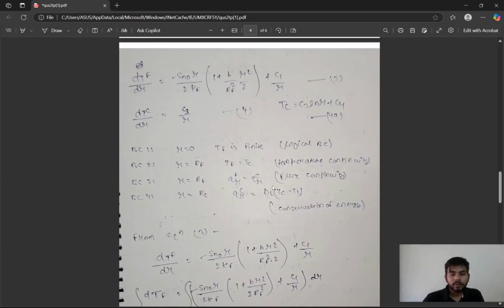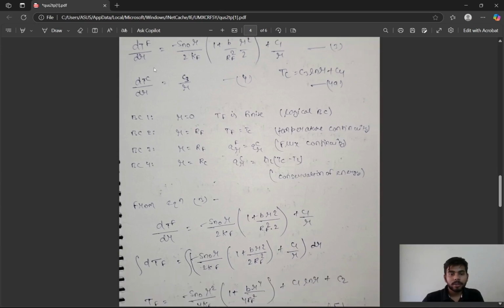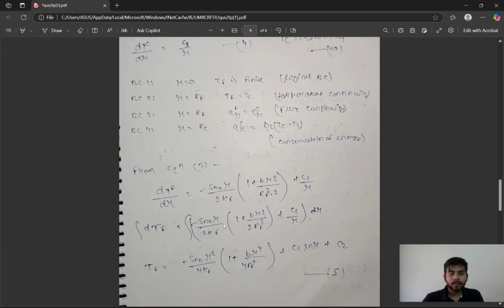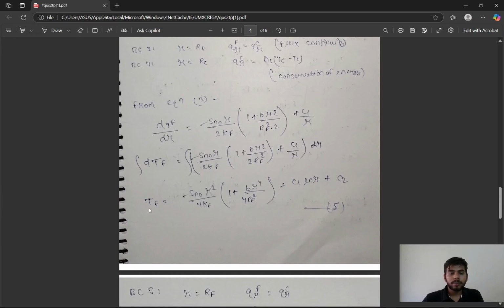So, first we will start from question number 3. We have written question number 3 as it is, as we have derived earlier. Now, from here, we wish to get the temperature profile of the fuel element. So, we have multiplied by dr both sides, then we have integrated. So this becomes integration of dTf equals to this whole term integrated with respect to dr. Since S naught divided by twice kf, this term is independent of r, it can be taken out of the integral sign. So this integration of dTf becomes Tf equals to, we have taken out minus S naught by twice of kf. Then we have integrated the remaining terms with respect to r.